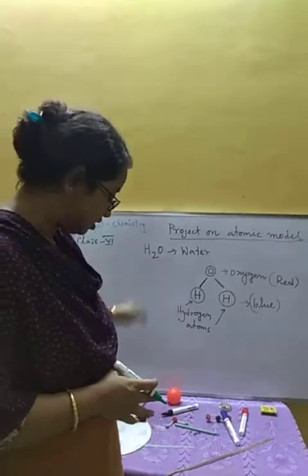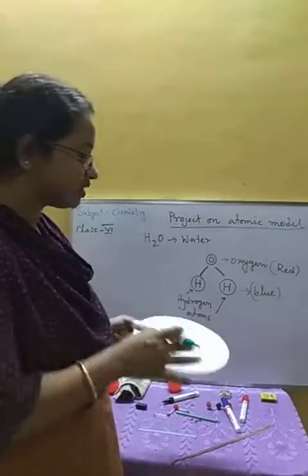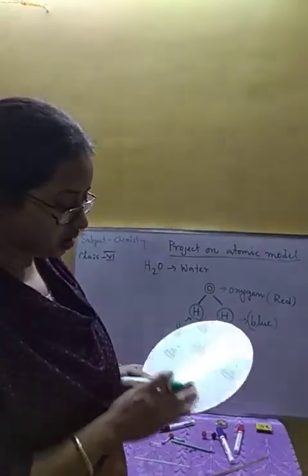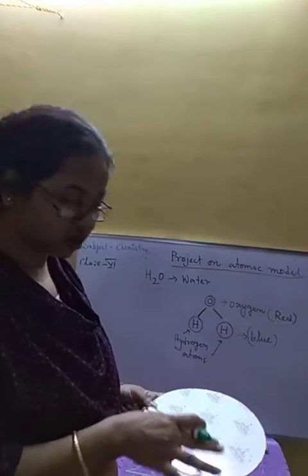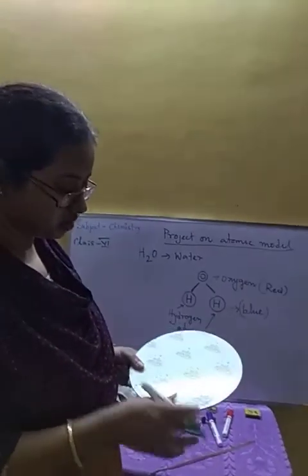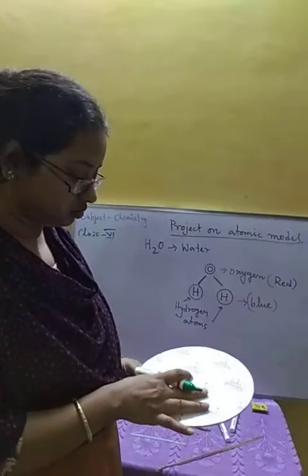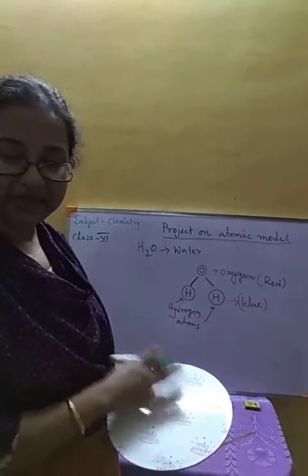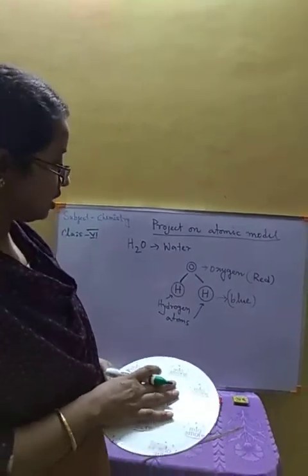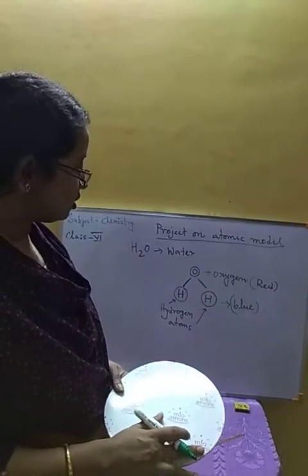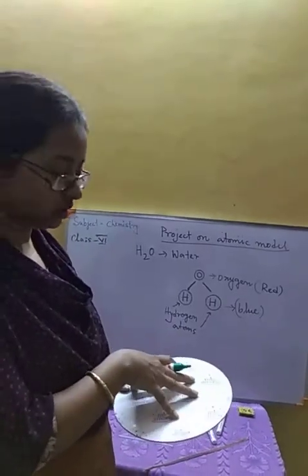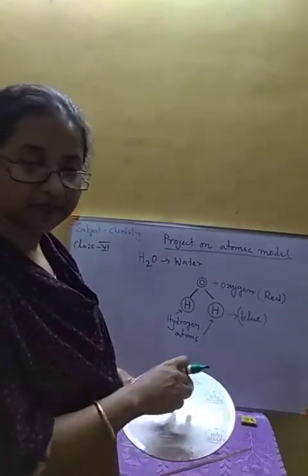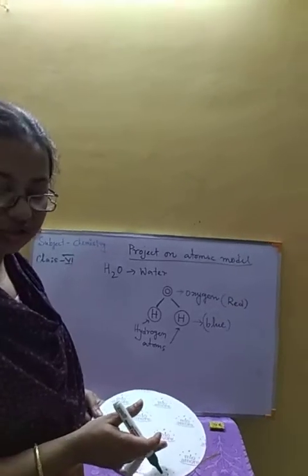Now after this model gets ready, you have to place it on this kind of cardboard. I have taken a cardboard from the cakes. These cakes come to our home in this kind of cardboard. These are easily available. On this you have to stick a white paper, and then you have to fix your model on this. And after doing all these things, you have to write your name, class, and section.